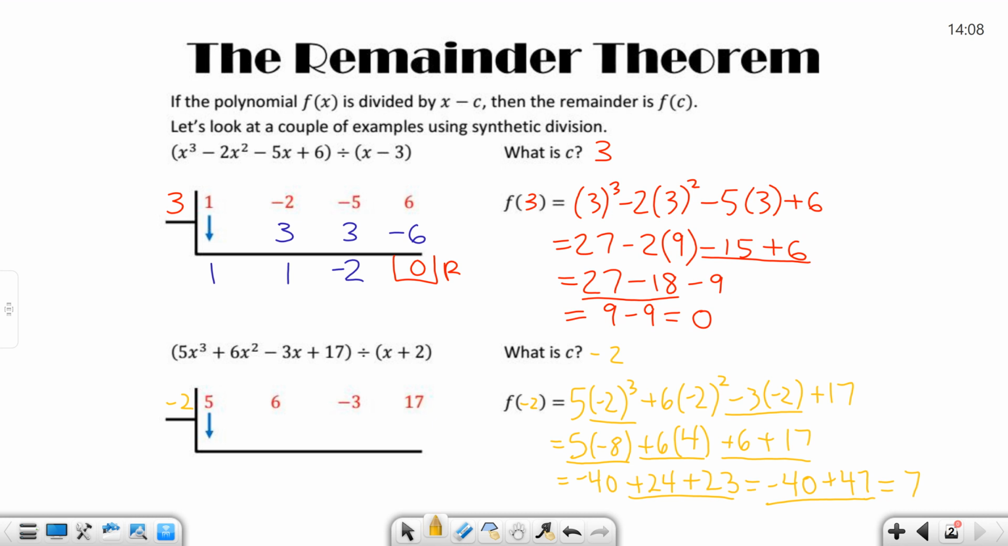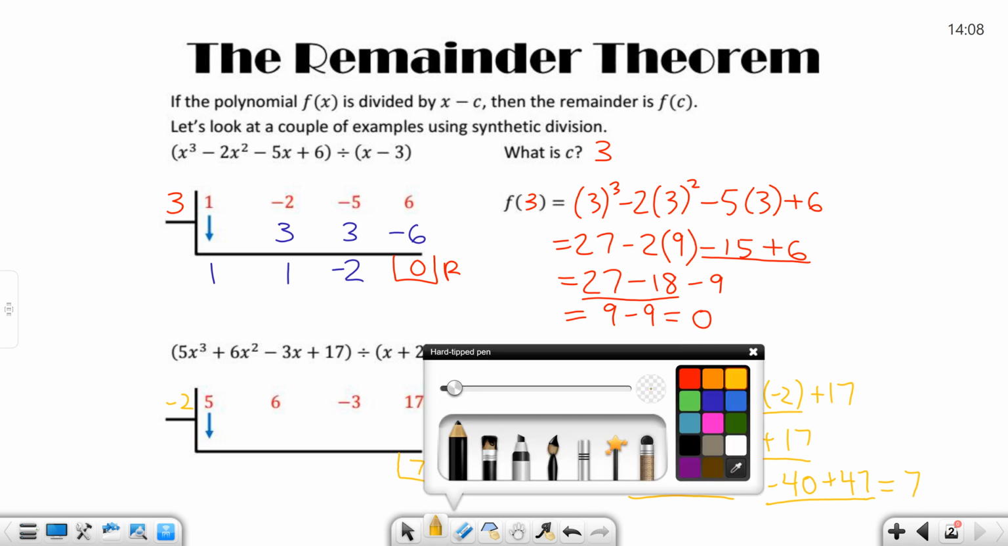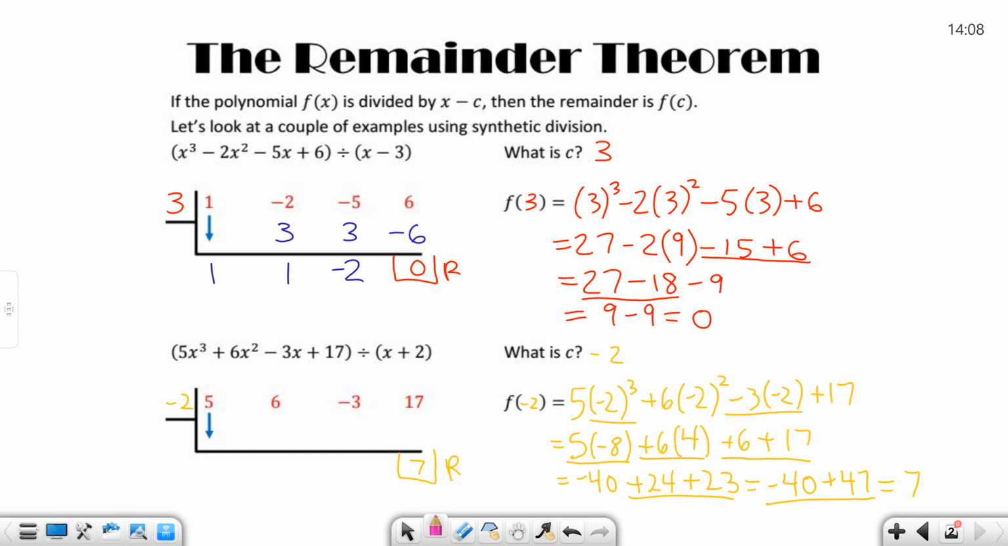So that means that when I go through synthetic division here, and when I get over here to my remainder, you don't have to box it off. That's just what I do. Okay, then that remainder better be 7, or I goofed up, right? So let's go through this.